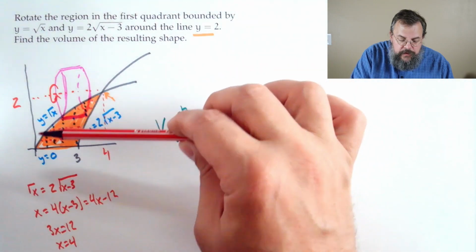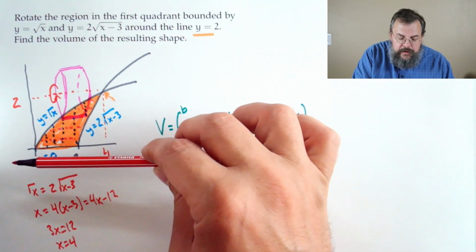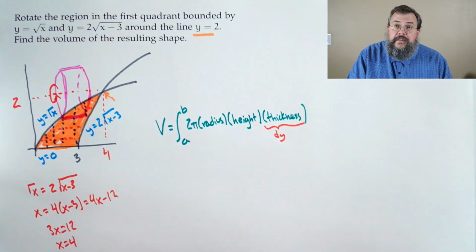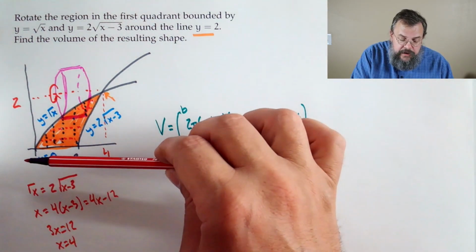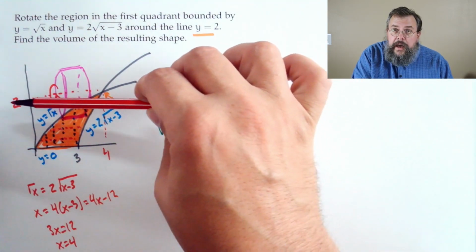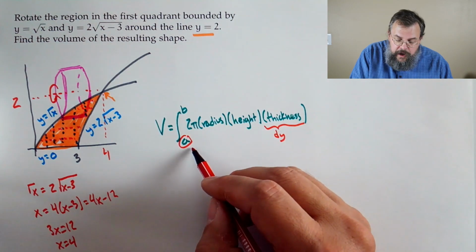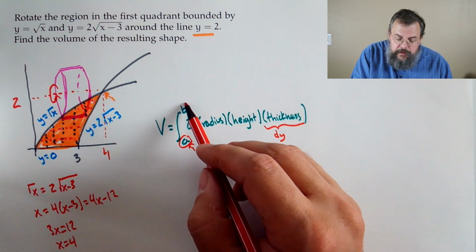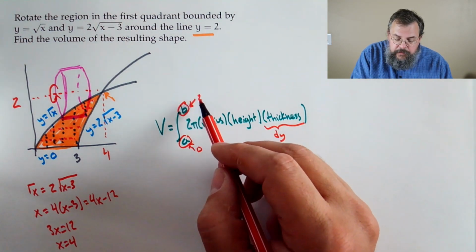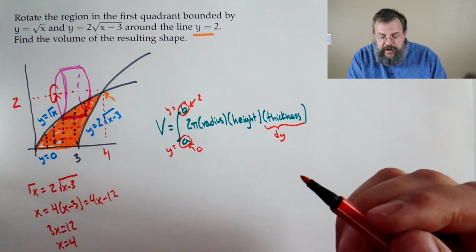Now that we know what we're integrating with respect to y, we have to say, well, where does y go from? Low value of y to high value of y. So in other words, as we slice, where do we start and stop? Well, the low value is at 0, the high value at 2. So we're going to go from y equals 0 all the way to y equals 2. All right. Good progress.